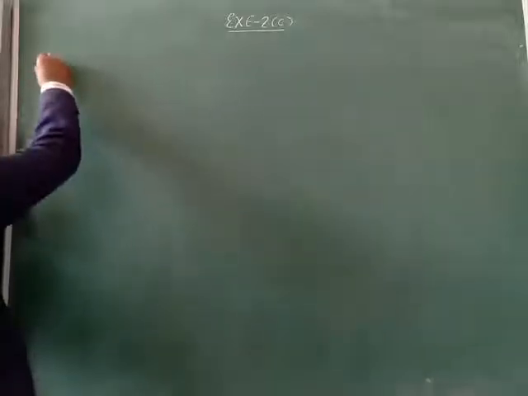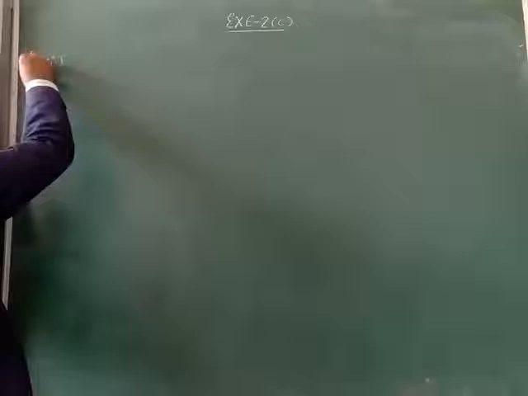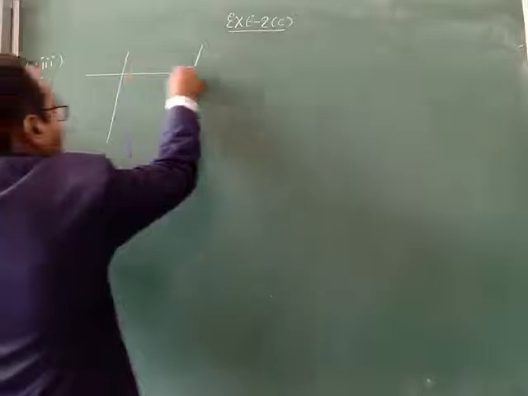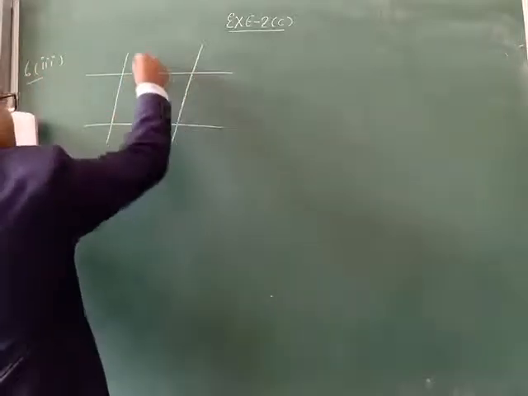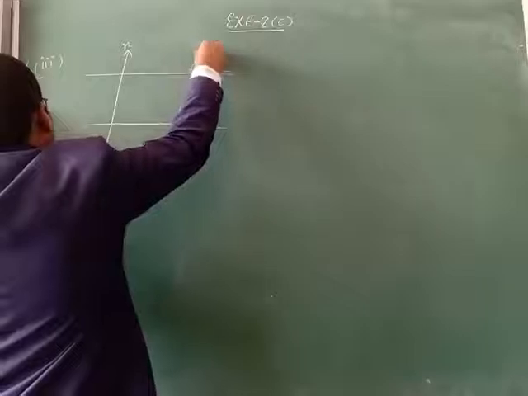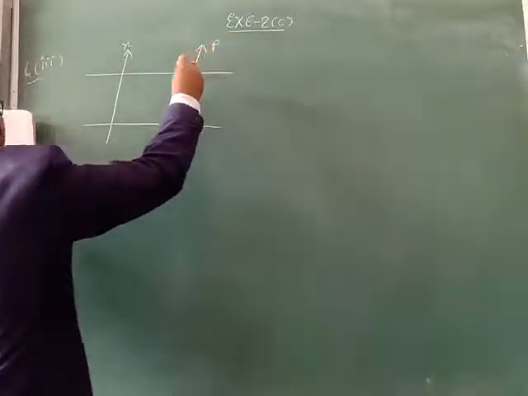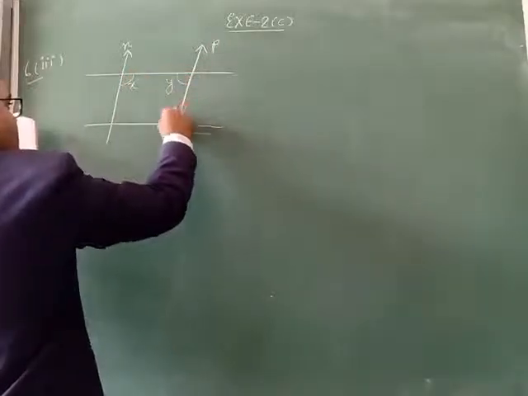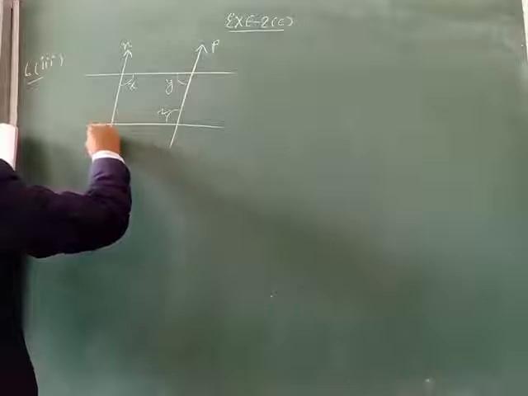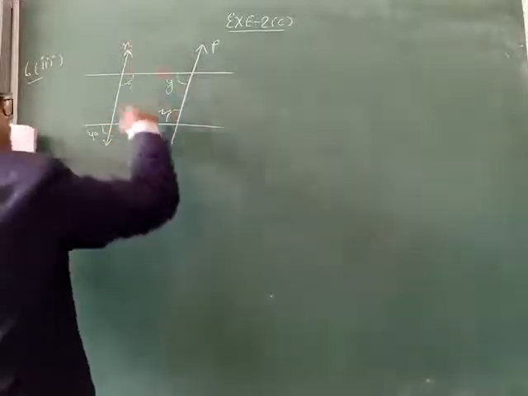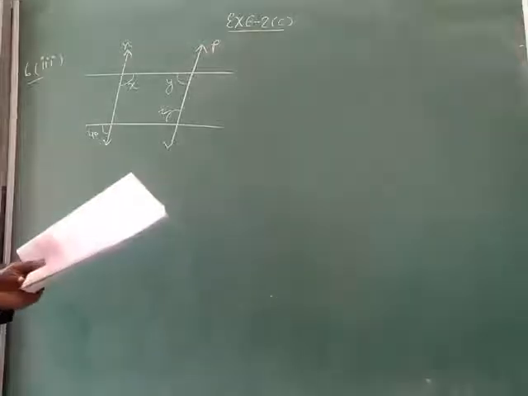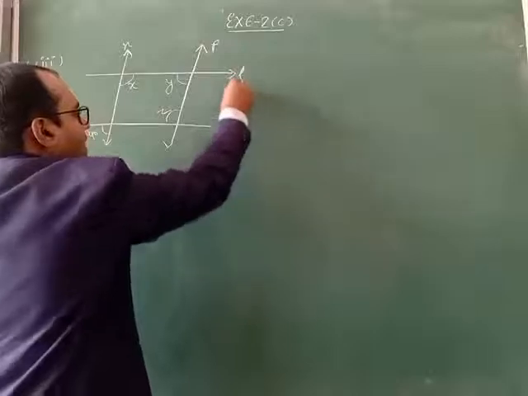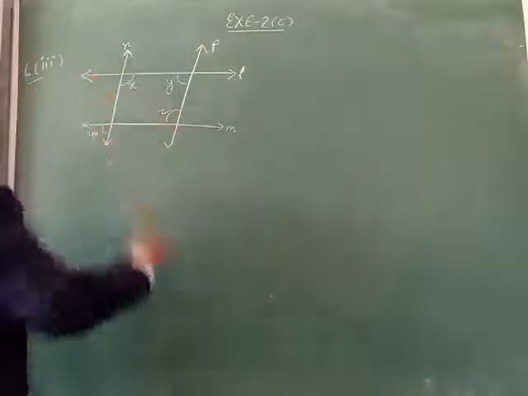Part number 3, 6th question, 3rd part. N, P, x, y, z, 40. These N and P, these two lines are parallel to each other. In the heading it is given, as well as L and P, L and M, these two are also parallel to each other.